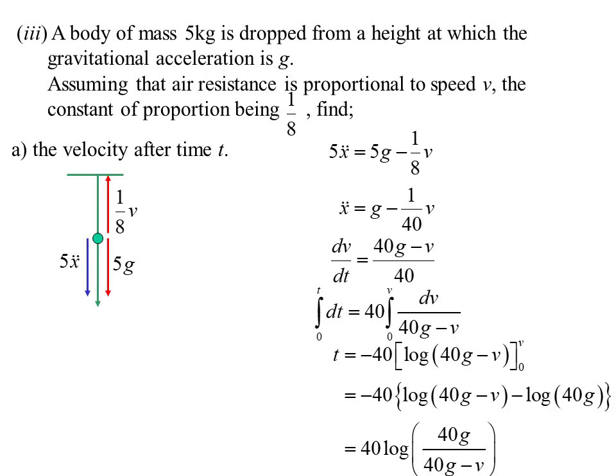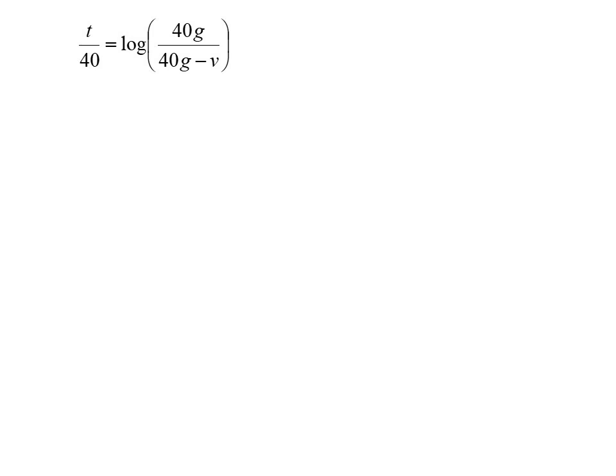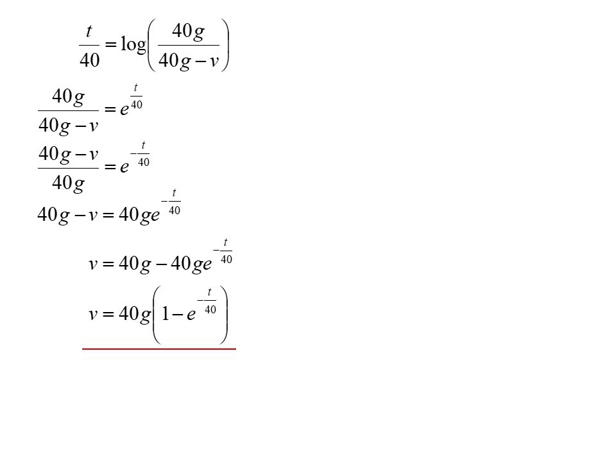But we want v as a function of t, not t as a function of v, even though it does rhyme. t on 40 is the log of that, so exponentialise both sides. I think I'll turn that upside down, so now it's e to the minus t on 40. Play around with it, and eventually we get our velocity equation.